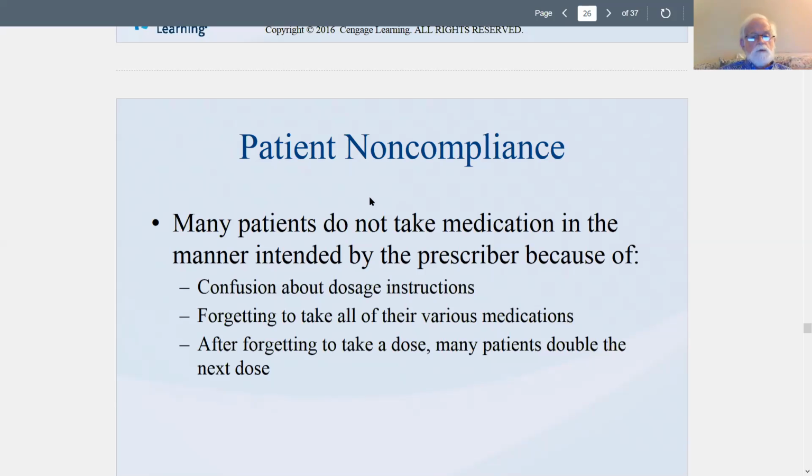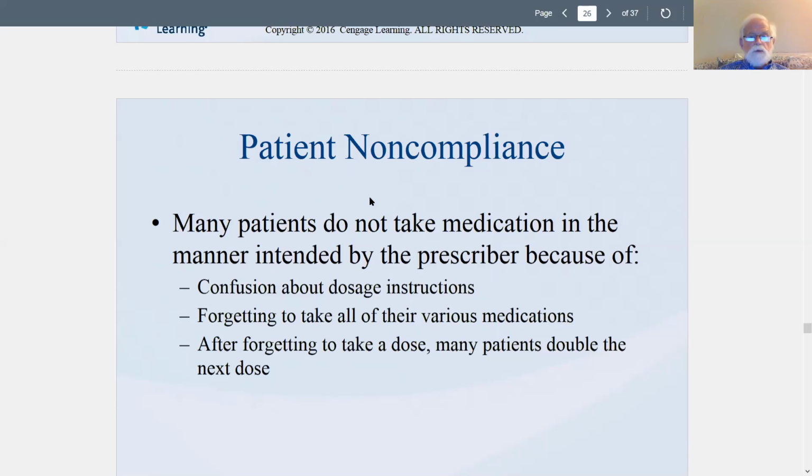They may be confused about dosage instructions. This is something that both the medical practitioner and the pharmacy should be making certain the patient knows. And the worst question you can ever ask is, do you know how to take this drug? The answer is always yes, whether they know it or not. So you just pretend they don't know and tell them.